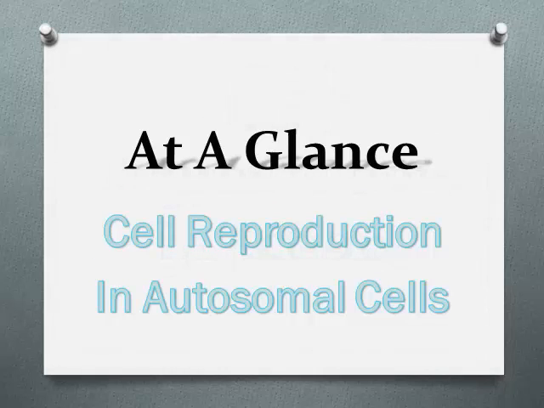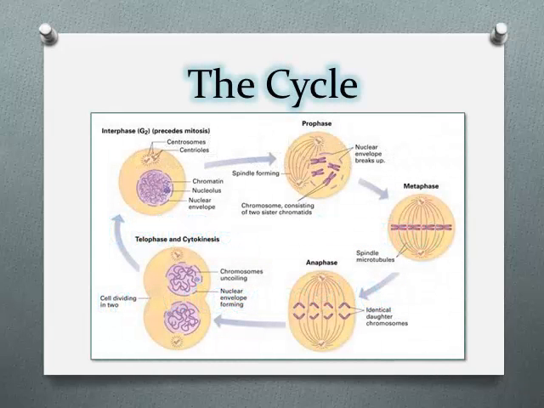So let's look at cell reproduction in autosomal cells. That means cells that are not sexually reproducing cells. These are cells that are reproducing more of the same kind of cells. So here's the cycle at a glance, showing us all of the different phases: the interphase, prophase, metaphase, anaphase, telophase, and cytokinesis.